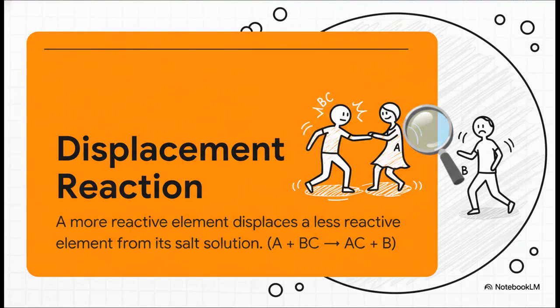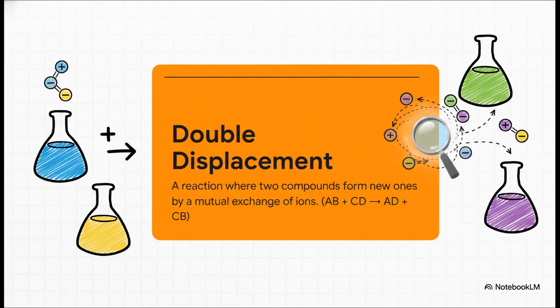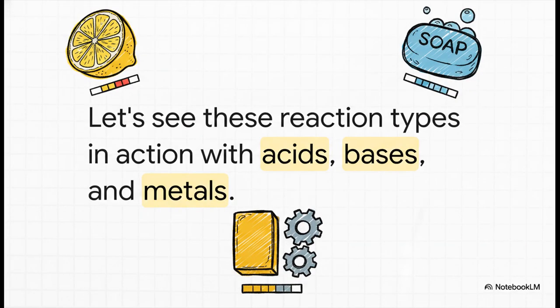It's like a dance partner swap where a pusher element cuts in. So here, the more reactive iron literally boots the copper out of the copper sulfate solution. Then there's double displacement. It's when 2 compounds just swap ions, making 2 totally new things. All right, now let's see how these reactions work with some major players: acids, bases, and metals.